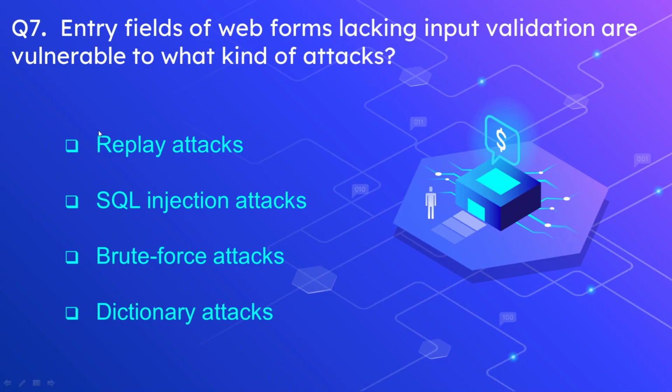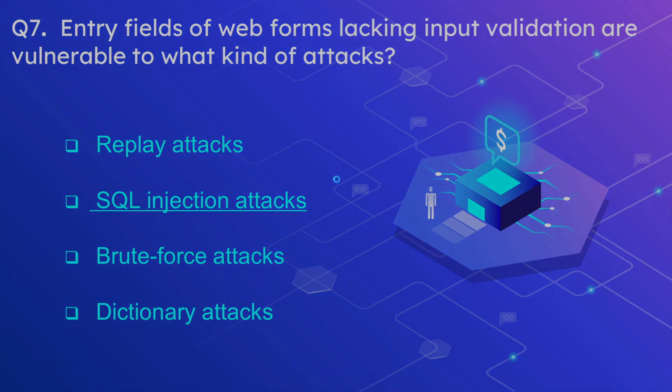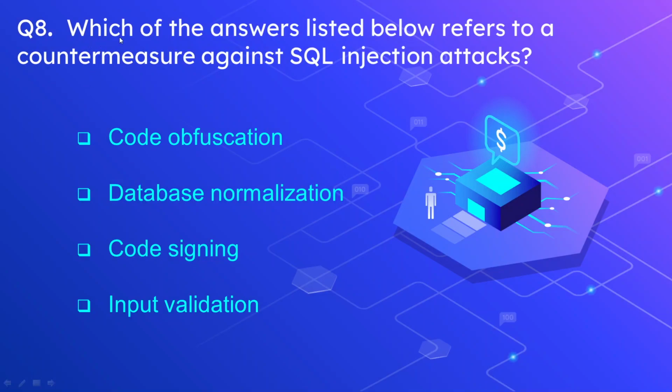Question number 7 is: the entry fields of web forms lacking input validation are vulnerable to what kind of attacks? And the options are replay attacks, SQL injection attacks, brute force attacks, and dictionary attacks. And the correct option is SQL injection attacks. Question number 8 is: which of the answers listed below refers to a countermeasure against SQL injection attacks? And the options are code obfuscation, database normalization, code signing, and input validation. And the correct option is input validation.